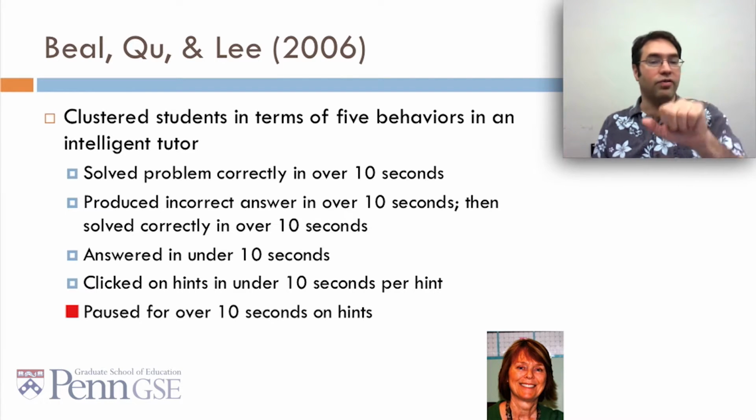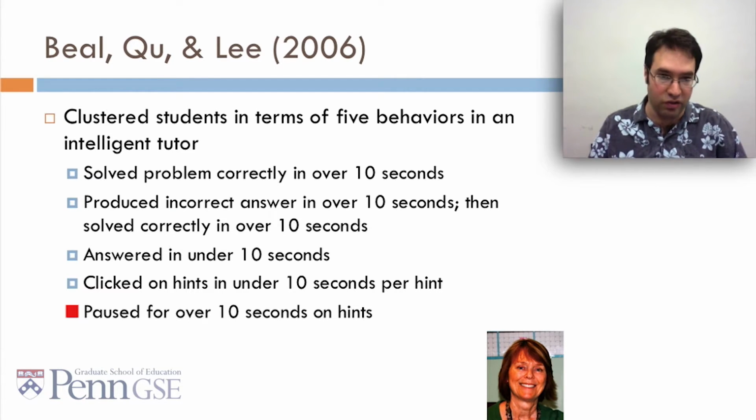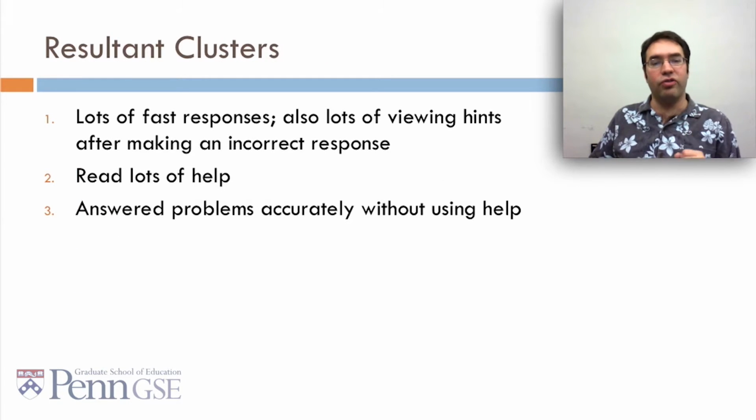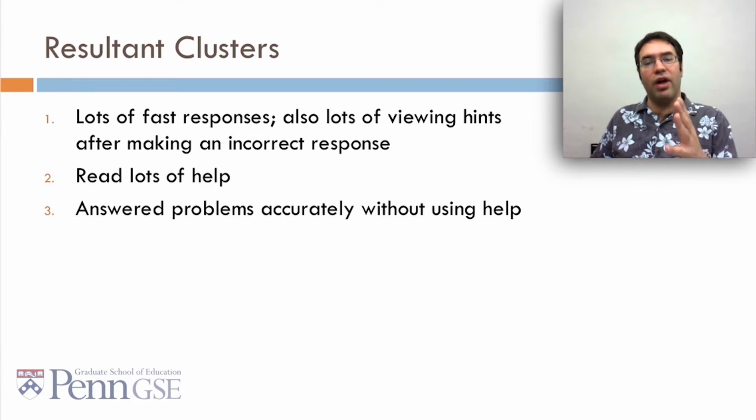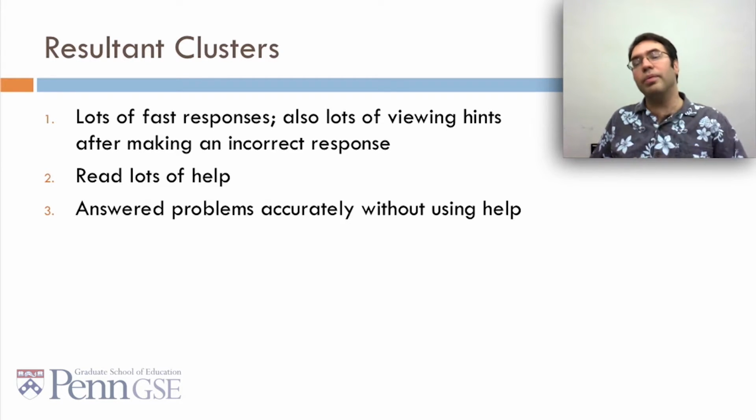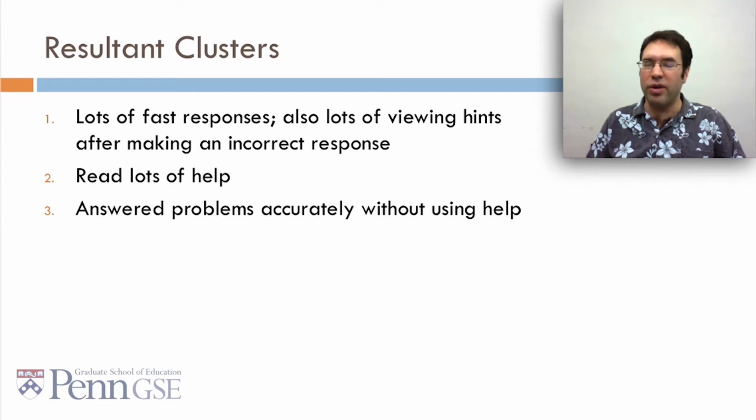So having established these 5 behaviors, they then tried to cluster the students in terms of how much the students engaged in these. They found 3 resultant clusters. The first cluster had a lot of fast responses and also did a lot of viewing hints after making an incorrect response. The second group ended up reading a lot of help, and the third group answered problems accurately without using much help at all.